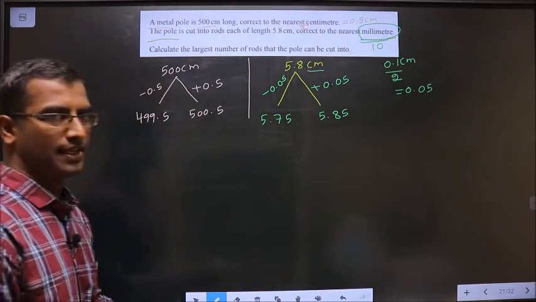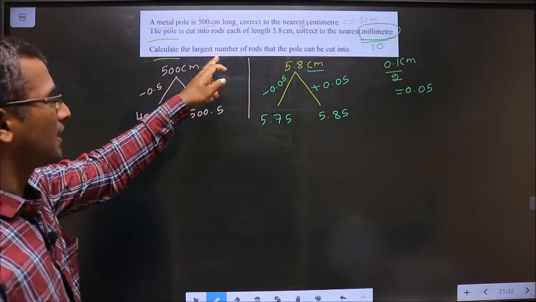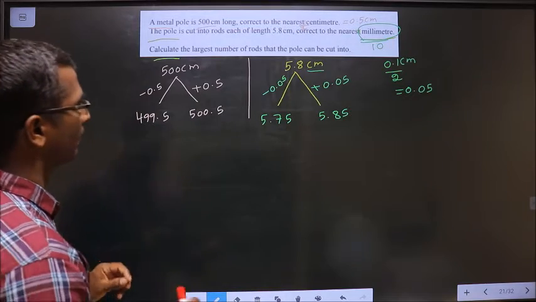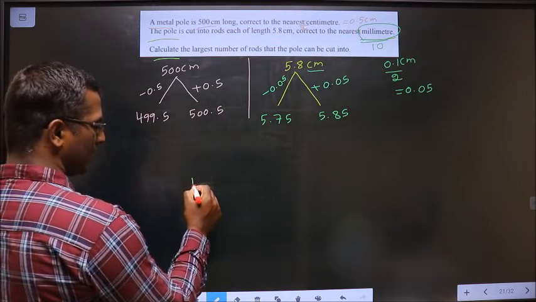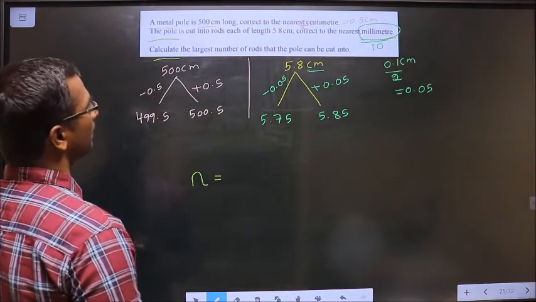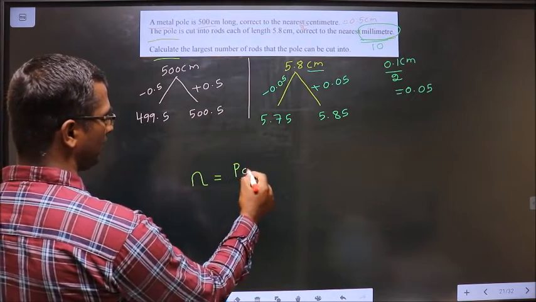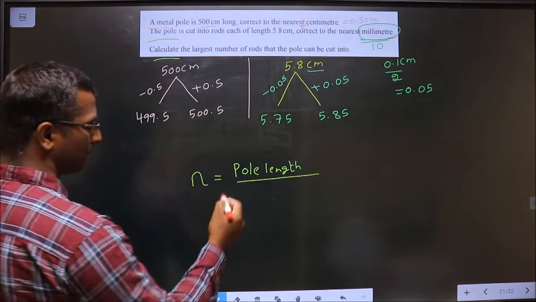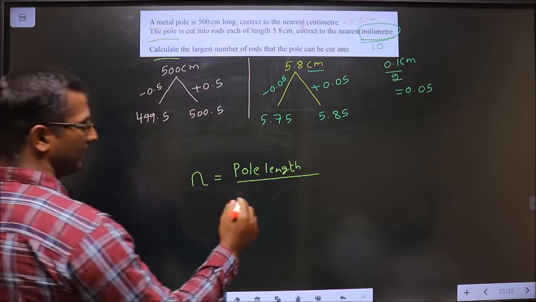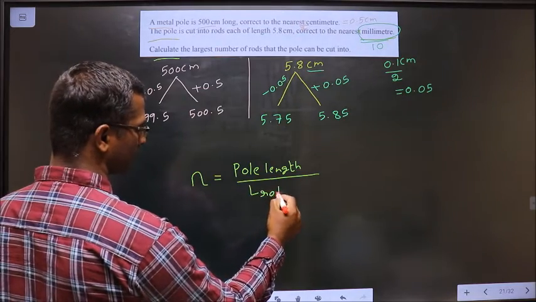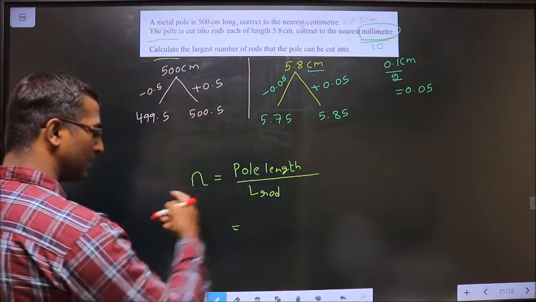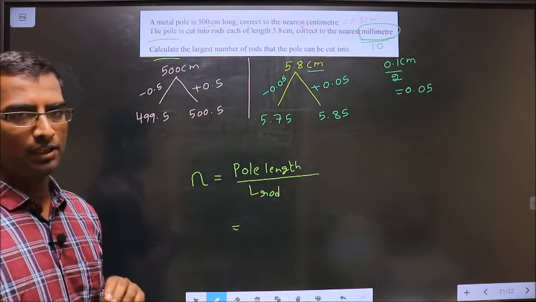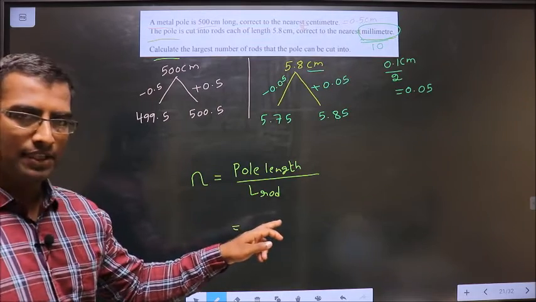Okay, let's continue. Calculate the largest number of rods that the pole can be cut into. So, to get the largest number of rods, you need to divide by pole length. Whatever is the length of pole, divide that with length of each rod. If you divide, this will result in the number of rods that the pole can be cut into. Am I clear with this?